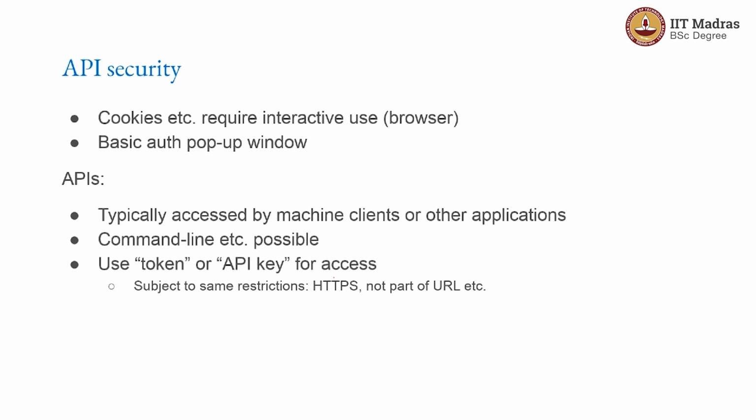Now, finally, a word on the API level security, right? So APIs are also things where, as we saw in the example of coding, right, booking appointments and so on, you might want to have authentication or some form of security. Now, cookies typically require some kind of interactive use. They need a browser. It can be done in some cases with the command line as well, but it's a bit harder to do that. And in particular, if we come back to the 401 code and you need to pop up a window for authorization, an automatic client is not going to be able to do that.